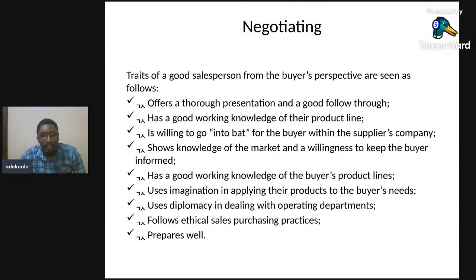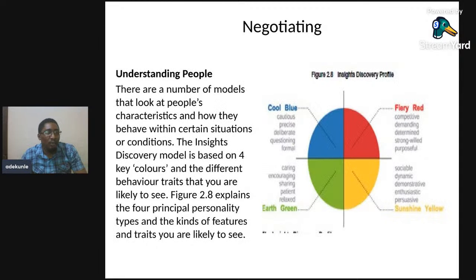For example, a trait of a good salesperson would be: offers a thorough presentation and good follow through, has a good working knowledge of their product line, is willing to go into bat for the buyers within the supply company, shows knowledge of the market and willingness to keep the buyers informed. He or she has a good working knowledge of the buyers and product line, uses diplomacy in dealing with you while on the table, and follows ethical sales purchasing practice.